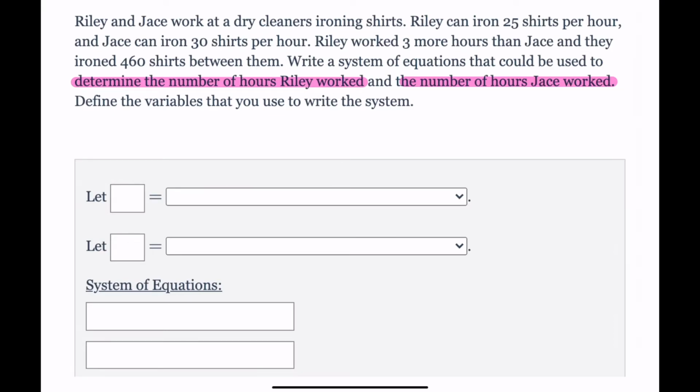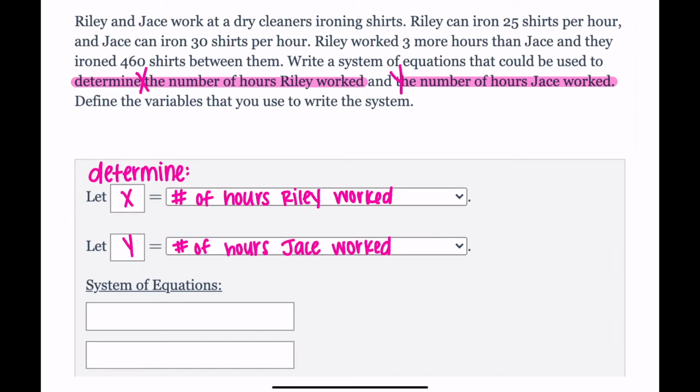So that's our defining the variables part. So X and Y are the two things we need to determine. So X is the number of hours that Riley worked, and Y is going to be the number of hours Jace worked. Okay, now we need to write our system of equations. So going back to what we know.